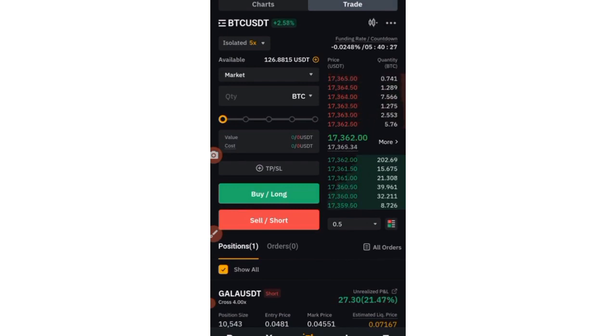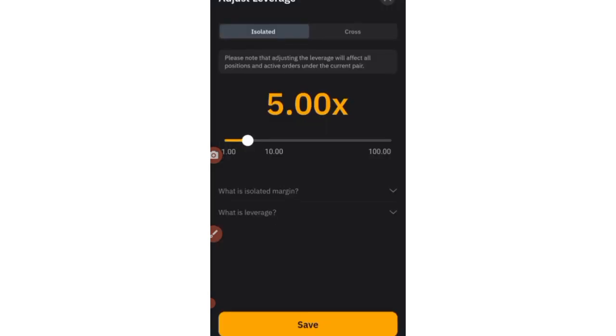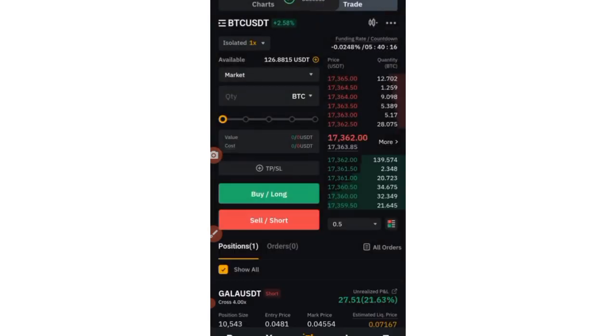For example, we have $126 now. Wait, because this is not a real trade, let me just change this to 1x leverage, so that I don't go and buy what I'm not supposed to buy, because it's just a video.